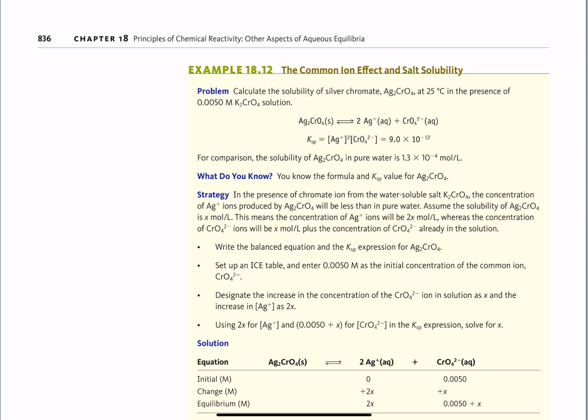Then we're going to write the equilibrium expression, products over reactants. The reactant is solid, so our denominator ends up being 1. Don't forget, it's a 2-to-1 ratio, so the silver molarity must be squared. And notice that the KSP is quite small, 9 trillionth.